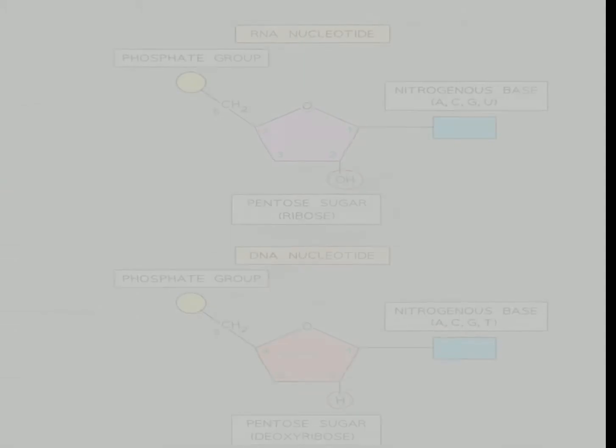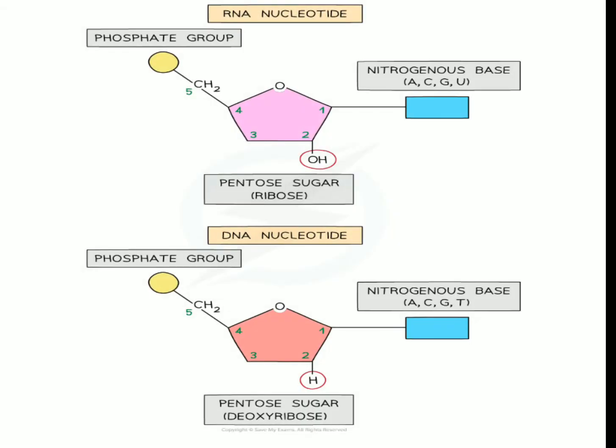But later on it became very clear, and now we know that RNA consists of the nitrogenous bases A, C, G and U, and DNA consists of A, C, G, T. Similarly, RNA has a ribose sugar, a pentose sugar, and DNA has a deoxyribose sugar.